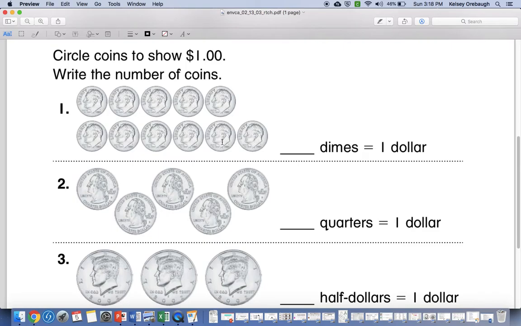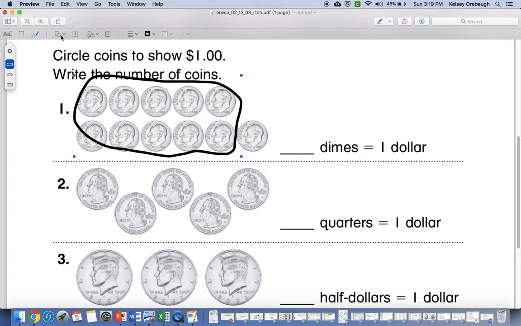So we're not going to circle all the dimes because we just want to show $1, 100 cents. That means we need to circle 1, 2, 3, 4, 5, 6, 7, 8, 9, 10 dimes. And here in this box, I will write the number 10. 10 dimes equals $1, 100 cents.